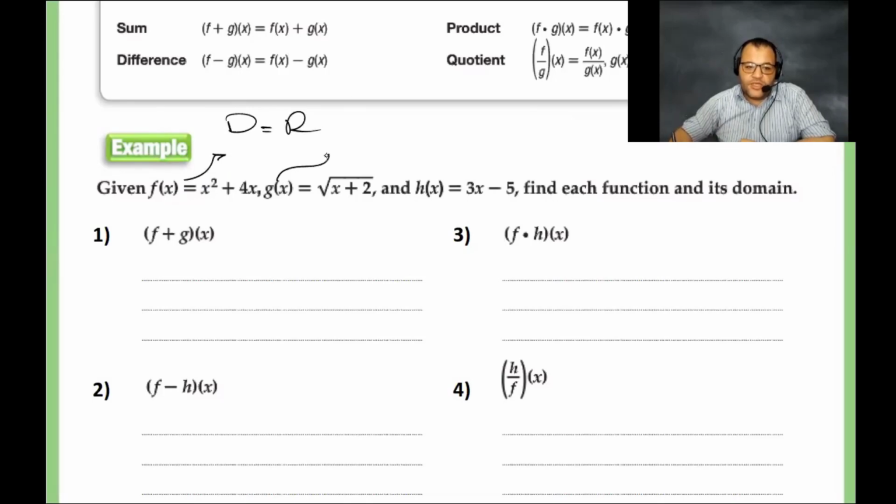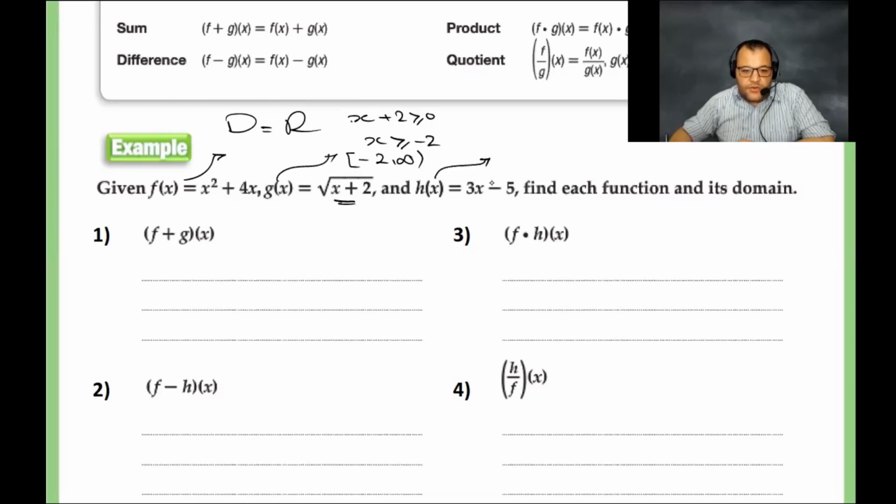What is the domain for this function? More than or equal to negative 2. The expression under the square root, which is x plus 2, is greater than or equal to 0. So x is greater than or equal to negative 2. So we can write it as negative 2 to positive infinity. This one is closed and this one will be open.